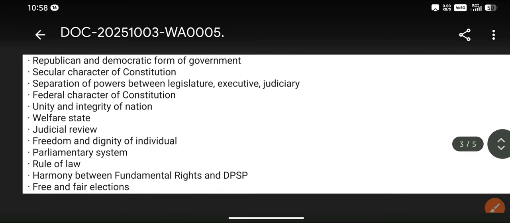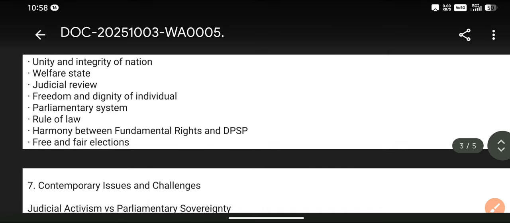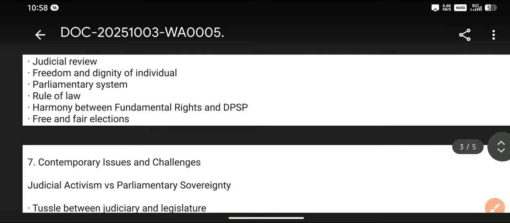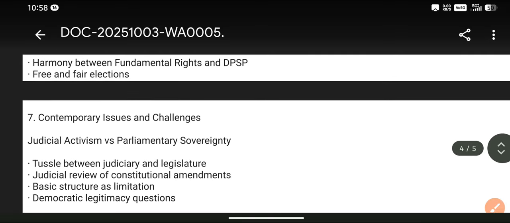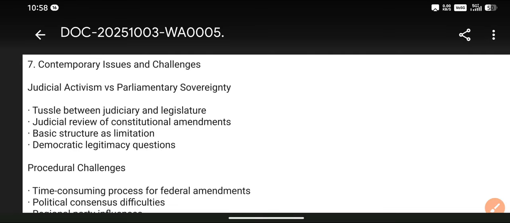Welfare state. Judicial review, freedom and dignity of individual. Parliamentary system, rule of law. Harmony between fundamental rights and DPSP. Free and fair elections. Contemporary issues and challenges. Judicial activism versus parliamentary sovereignty. Tussle between judiciary and legislature.